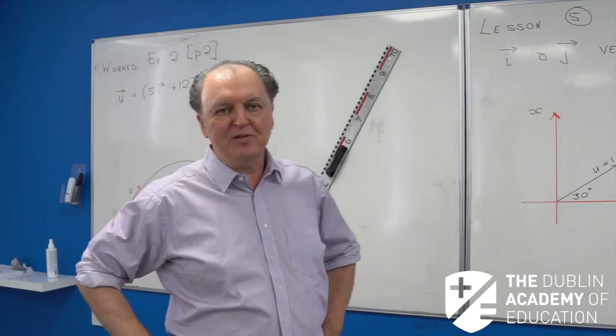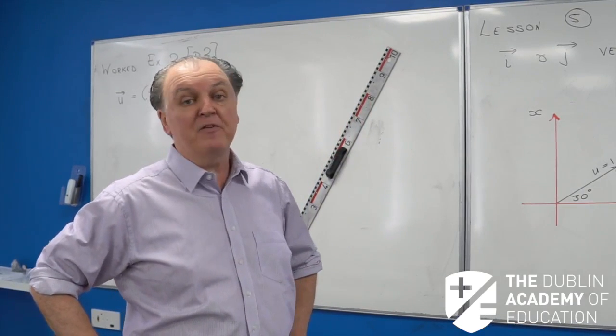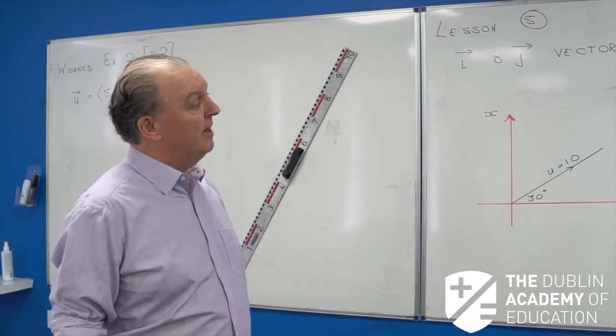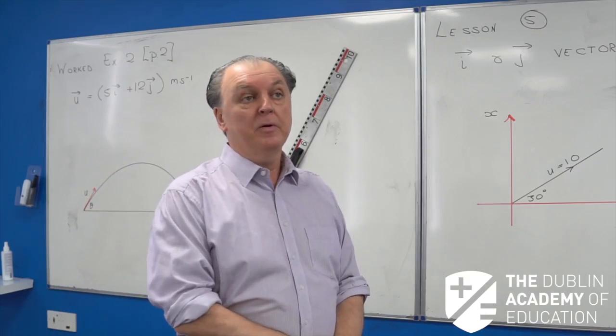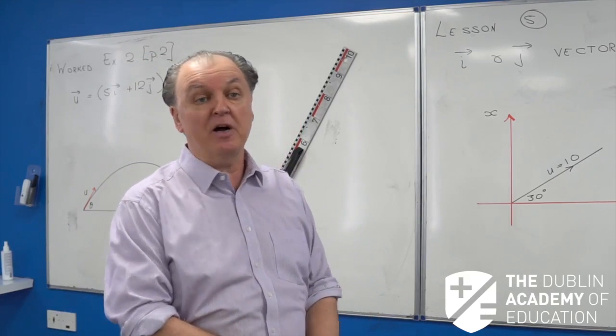My name is Kieran and I teach applied maths at the Academy. I'm in the middle of projectiles, which is question 3 on the applied maths paper. And I'm doing section 1, which is called horizontal planes. We're talking about projectiles on level ground.